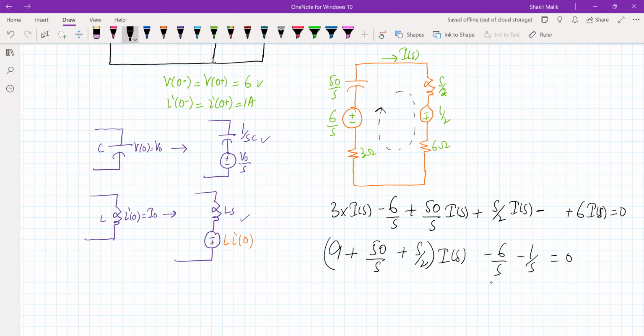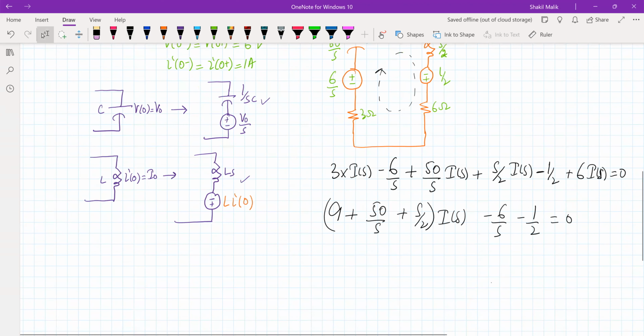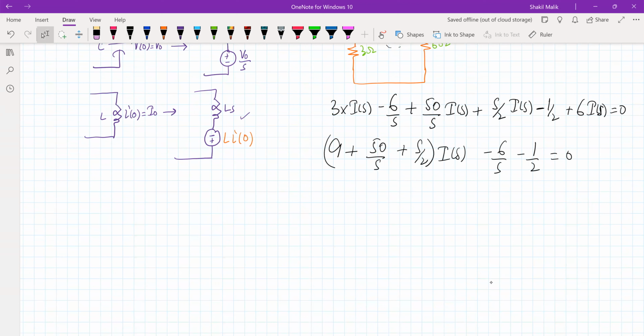So this is 1 by 2 here then, because the voltage source is 1 by 2. Then simplifying the terms a little bit. If you cross multiply this, it will be (9 plus 100 plus s squared) divided by 2s times I minus, if you cross multiply the terms here, (12 minus s) divided by 2s. This is equal to 0.